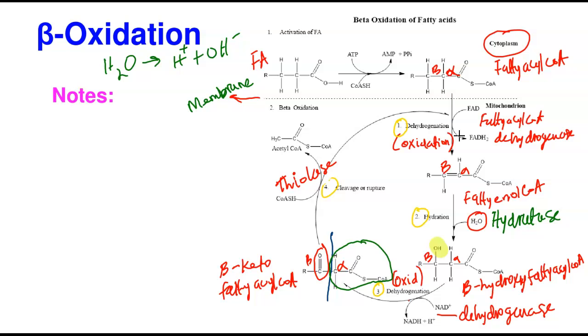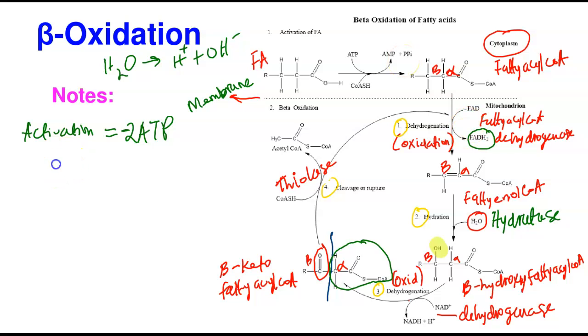Now, let us take important notes. Let's take stock of what has happened so far. Let's start from activation. In the activation, what happened? Two ATPs were used. So 2 ATPs were lost. You can say 2 negative. Now, that is in activation.